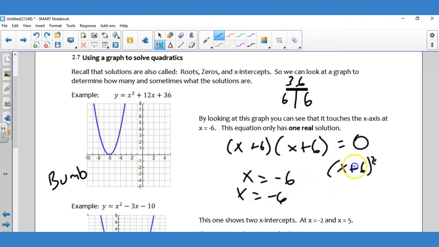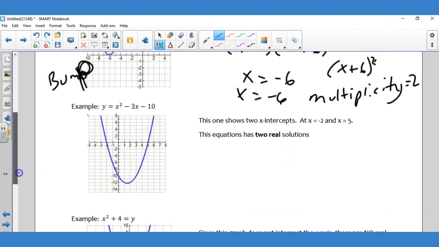The multiplicity of negative 6 is 2. So that's a multiplicity of 2. It just means there's two negative 6's. Oh, I put bump. Good night, bump.